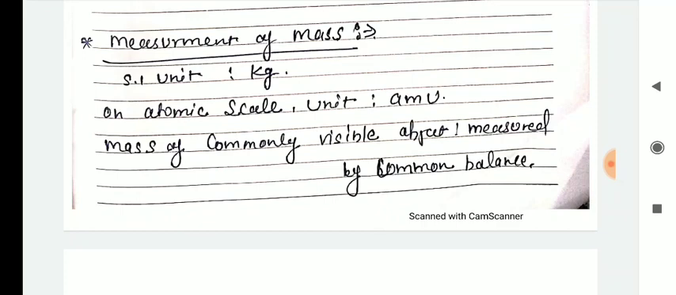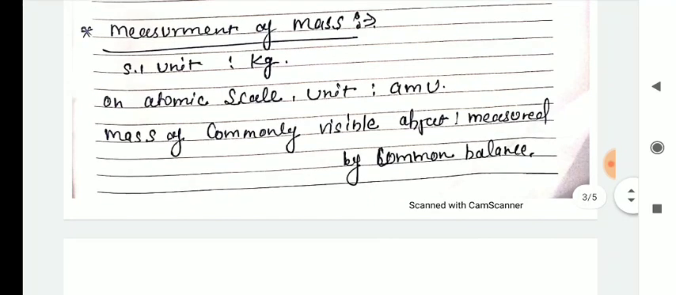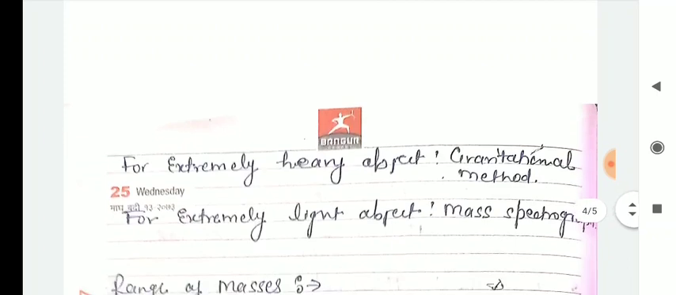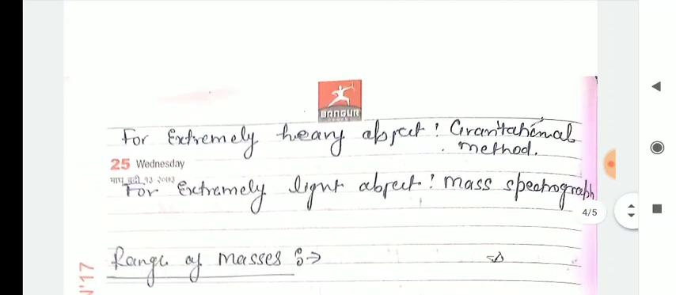The mass of commonly visible objects, in our day-to-day life, we measure by using the common balance, which we already have in our shops and in our homes. So that common balance is used to calculate the mass of commonly used objects. Then for extremely heavy objects, we have the gravitational method. We'll talk about the gravitational method in the gravitation chapter, the 7th or 8th chapter.